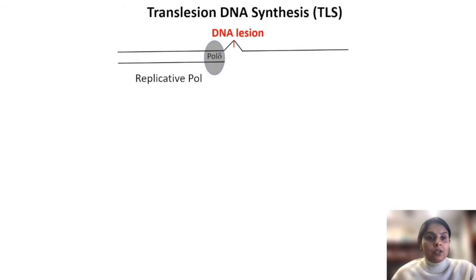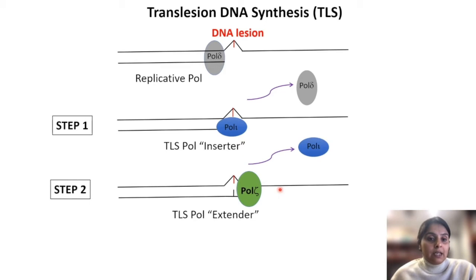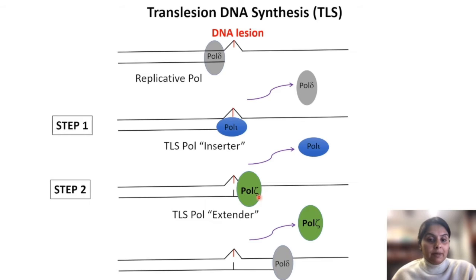synthesis comes in. Translesion DNA synthesis is a central mechanism where, once a high-fidelity polymerase encounters a DNA lesion, as a first step an insertive polymerase such as DNA polymerase iota would come in and insert a base opposite the lesion. As a second step, DNA polymerase zeta would come in and extend the DNA past the mismatched termini. And once DNA polymerase zeta has done its job, the normal replication polymerase would take over and the normal replication would continue.